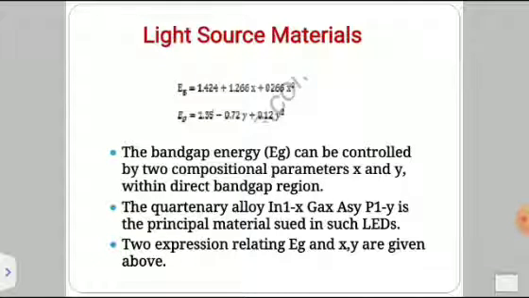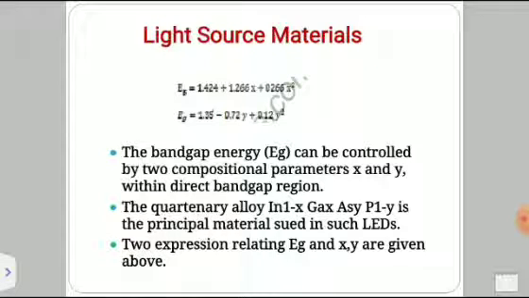Next, if you see this equation for the light source material, Eg is equal to 1.424 plus 1.266x plus 0.266x square. Similarly, this can be mentioned in terms of y also, that is Eg, the band gap energy, is equal to 1.35 minus 0.72y plus 0.12y square. That means here the band gap energy Eg can be controlled by two compositional parameters, and here x is one of the compositional parameters and y is another compositional parameter within the direct band gap region.